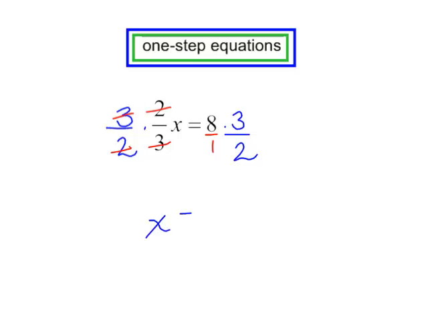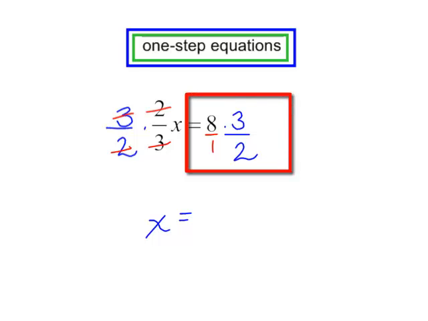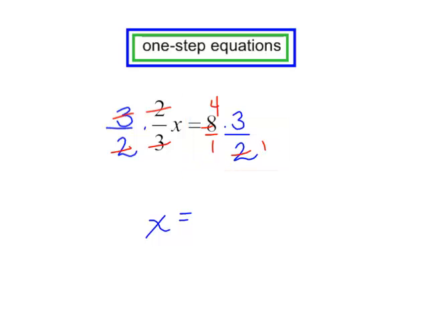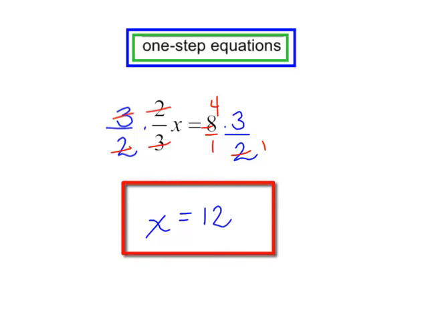And on the right side, I could just multiply straight across and then reduce. Or I could notice that 2 will go into 2 and 8. So on the right side, I now have 12 over 1, which is just 12.